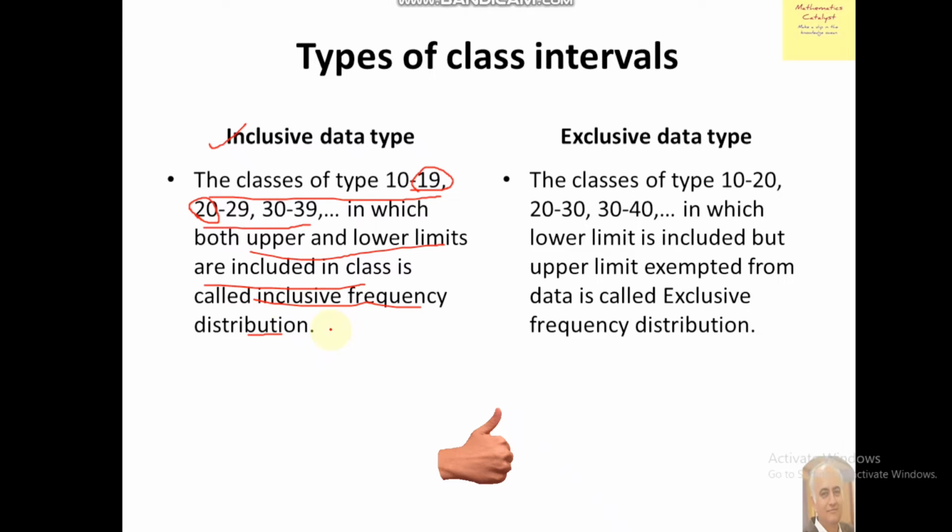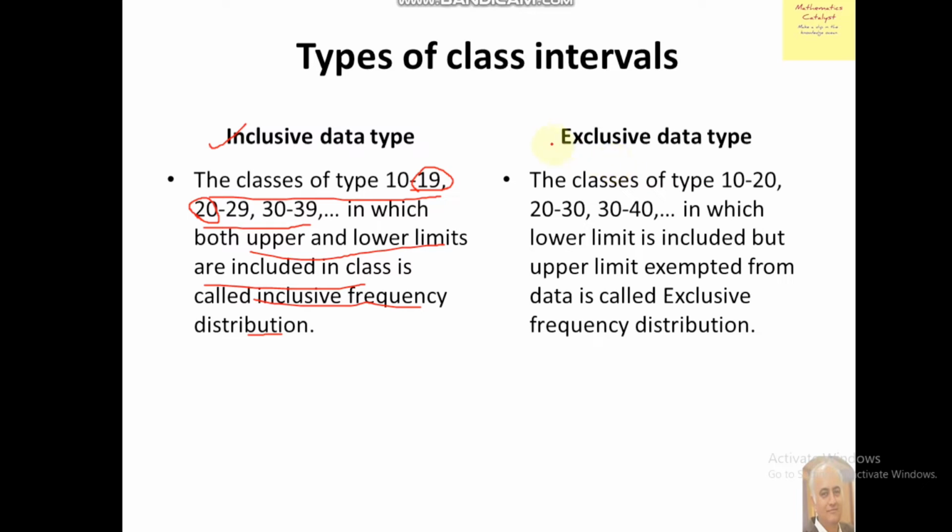What does it mean? It means whenever you consider the data, you have to take both into consideration, like you have to count the 10 as well as 19 both, and all the numbers which are lying between 10 and 19, वो आपको सारे के सारे number count करने हैं. तो such kind of information is collected in the inclusive data type.